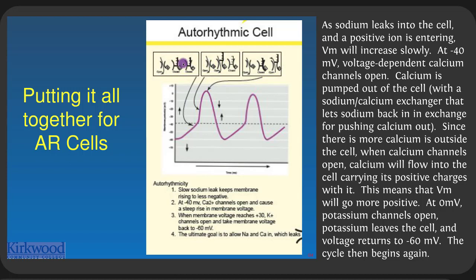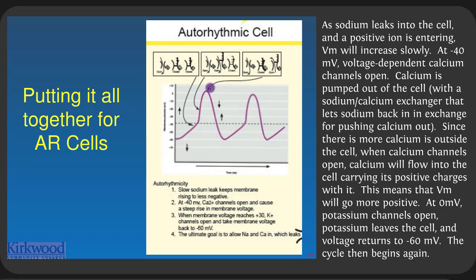So what I have drawn here are the 3 different channels and their states here, their states here, and their states at the top of the action potential. At the beginning, we only have the sodium leak open; the voltage-dependent calcium and the voltage-dependent potassium are closed. When we get to negative 40 millivolts, the voltage-dependent calcium channel opens, calcium enters the cell, and that raises our voltage even faster.